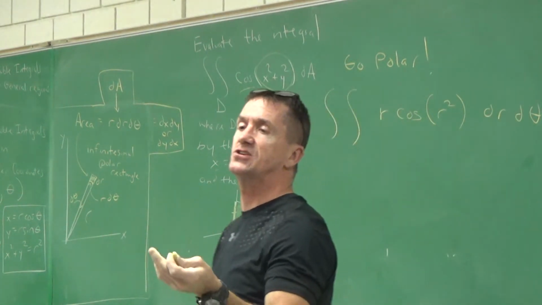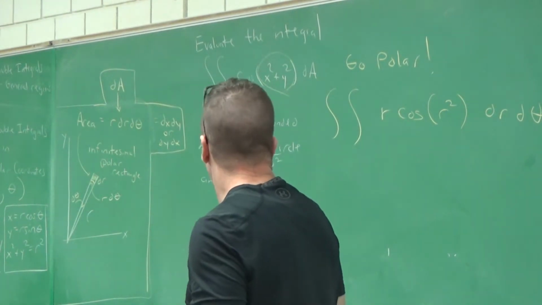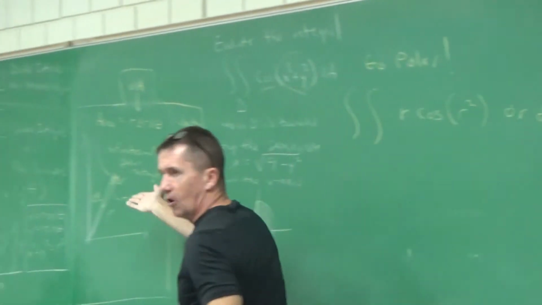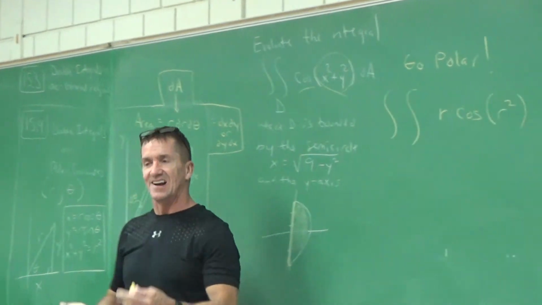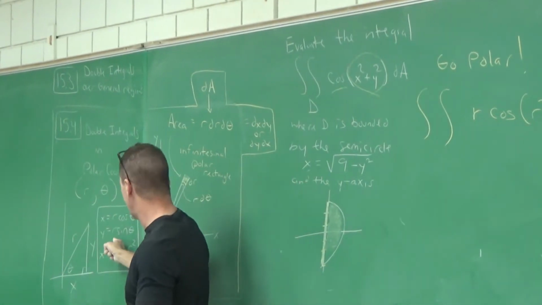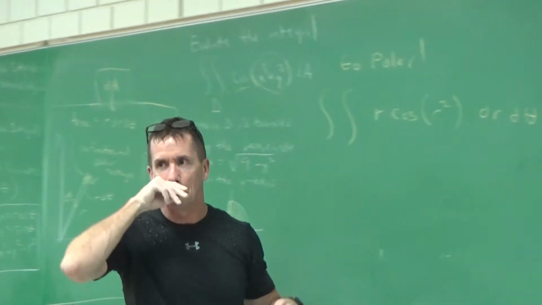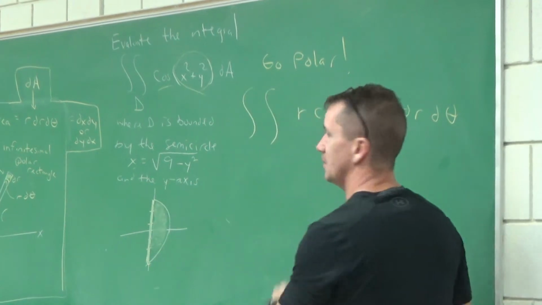Right. If it just said cosine of x, I would have written cosine of r cosine theta. If it said cosine of y, I would have put cosine of all that. But when you get this x squared plus y squared, we can just put the r squared there. Cool. All right, we got that.